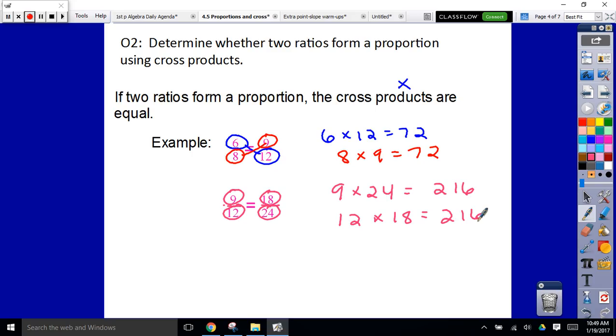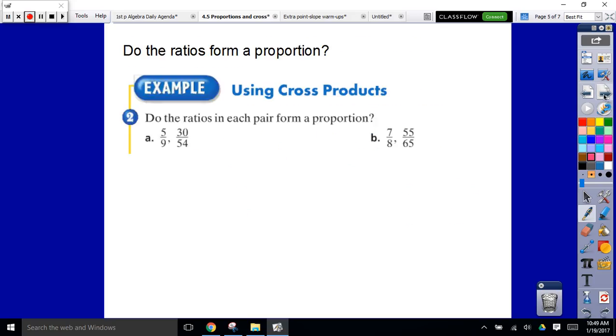And again, that's true for every proportion that exists. If two ratios are proportional, we can multiply the cross products and they're going to be equal. Yeah, we could also do equivalent, but we're going to be using this when we solve proportions later, so that's why we're learning about this today.